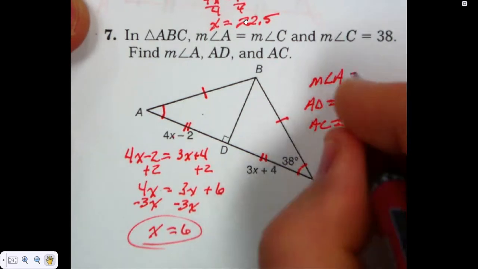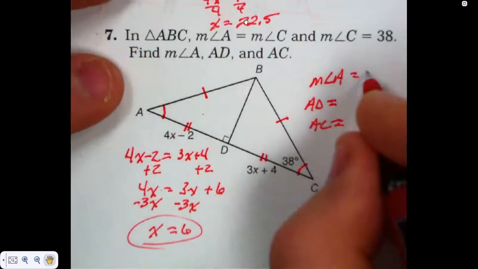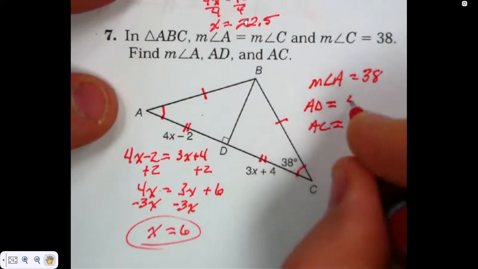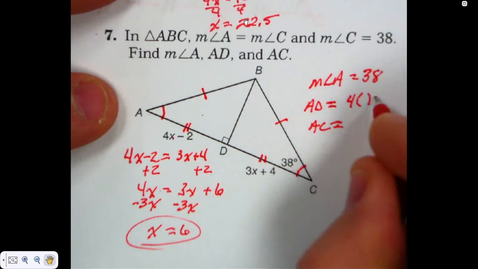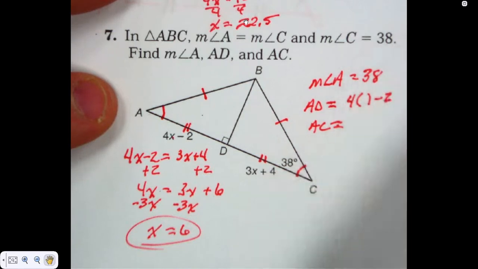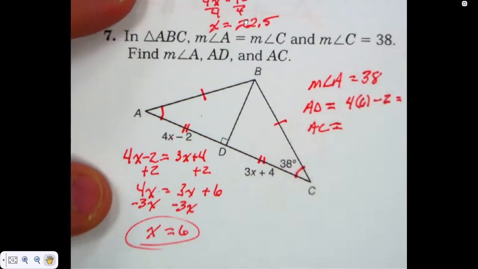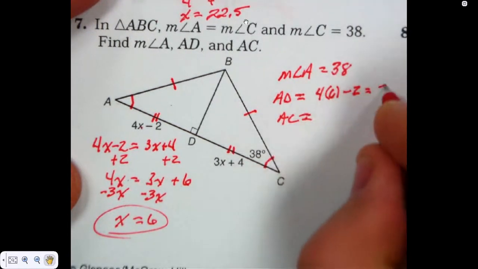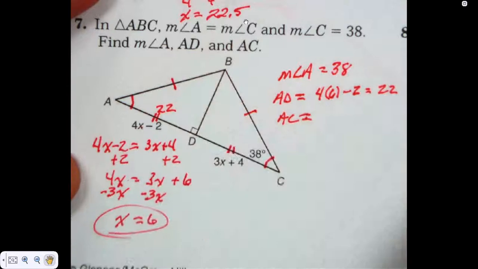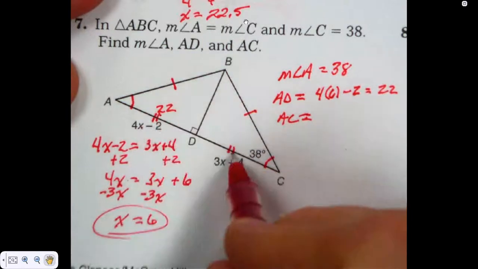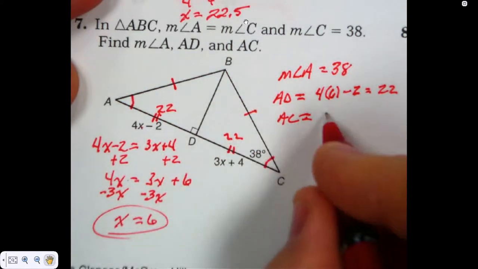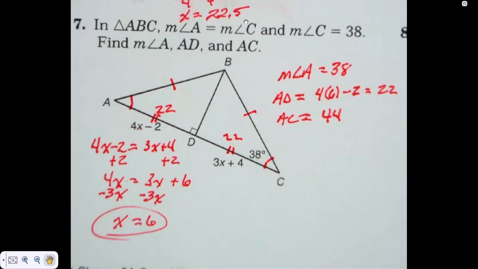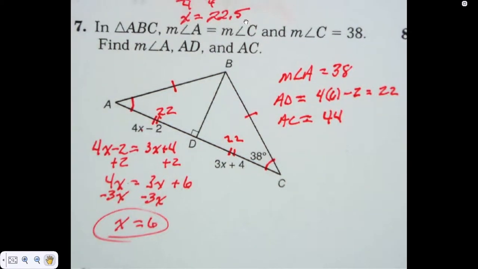Well, the measure of angle A, did we already find that? What is it? AD, that's that part right there. AD is 4 times what? Whatever x is, minus what? What was x? 6. So what is AD then? 24 minus 2. 24 minus 2 makes it what? So what's A to C? If this is 22, what's this? 22. What does it make the whole thing? And you're done. Write every bit of that down. It's the last one we're doing.